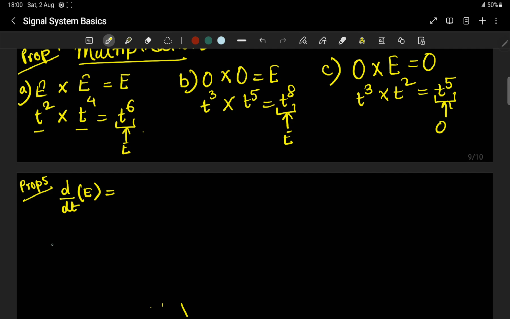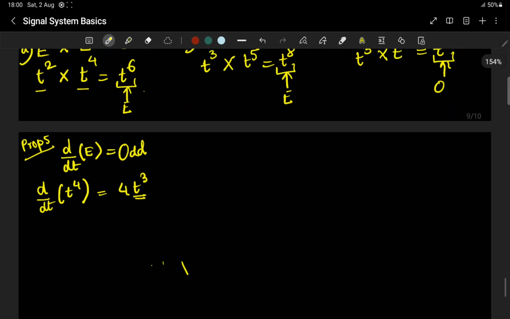It was going to be basically our value. I am taking d by dt of an even signal, t to the power 4. So what do we do? We get 4t cube. This is what? This is our odd signal. So when we differentiate any even signal, we get an odd signal.